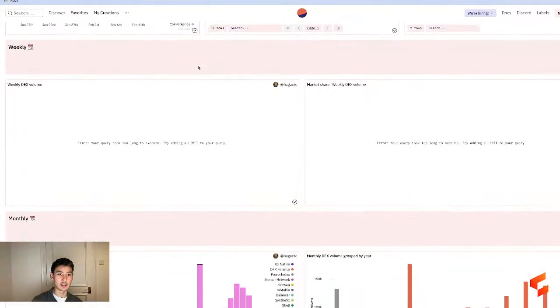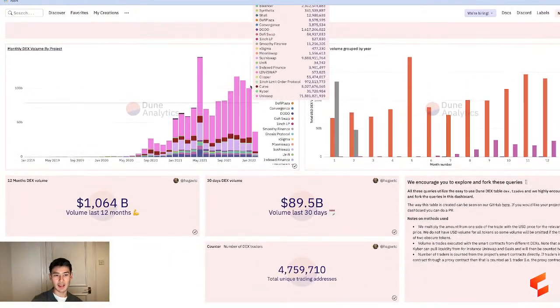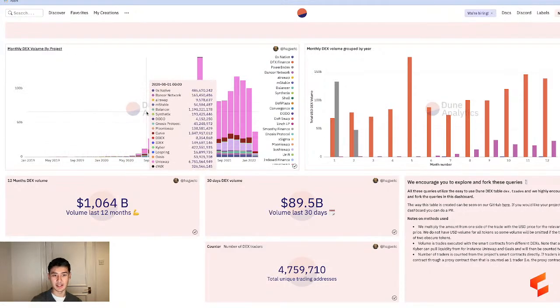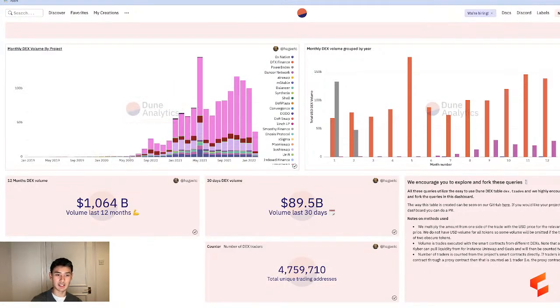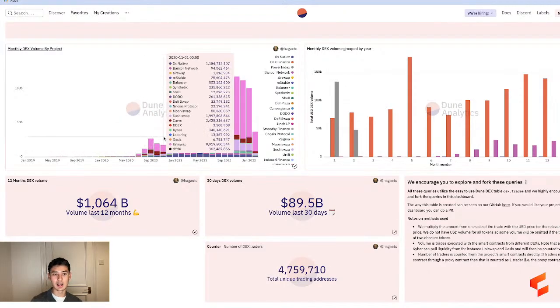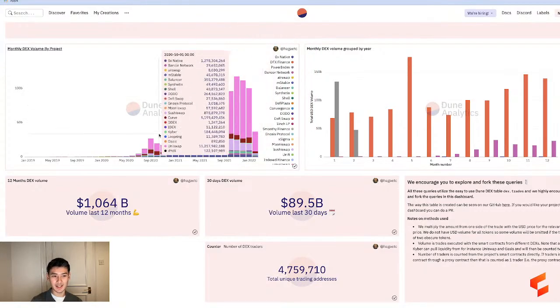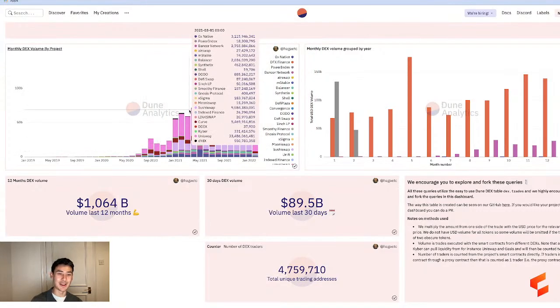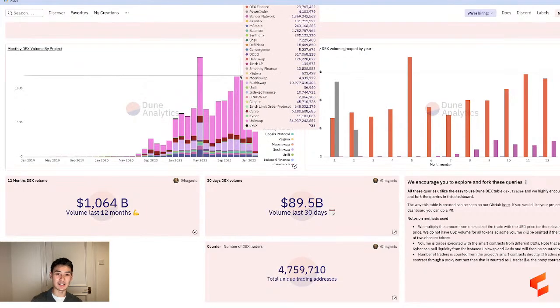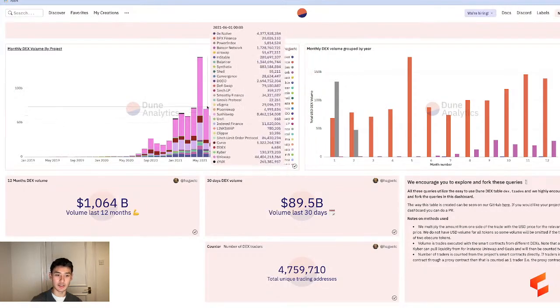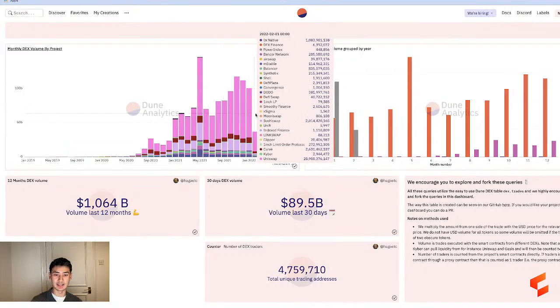So here I have a Dune DEX dashboard. And where I'm going to start is monthly DEX volume by project. So if we're investing in a DEX aggregator, we want to make sure that DEX volume is also increasing. And what we can see here is that there has been some nice increase in DEX activity over the past year. I don't think that's surprising to anyone, but it's nice to just make sure and verify that that is the case. And we can see some small drop-offs. We can also see that Uniswap is obviously the dominant player amongst DEXs.